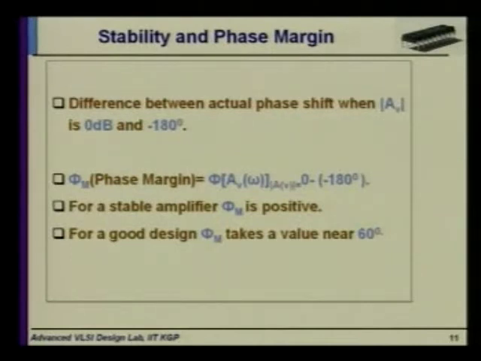Here is the basic term we have. I have just told you that the difference between the actual phase shift as mod A beta tends to 0 dB and minus 180 degree gives you the phase margin. For a stable amplifier, you should have a positive phase margin, and for a good design it should have a value between 45 degree to 70 degree. We can take 60 degree as a good value.